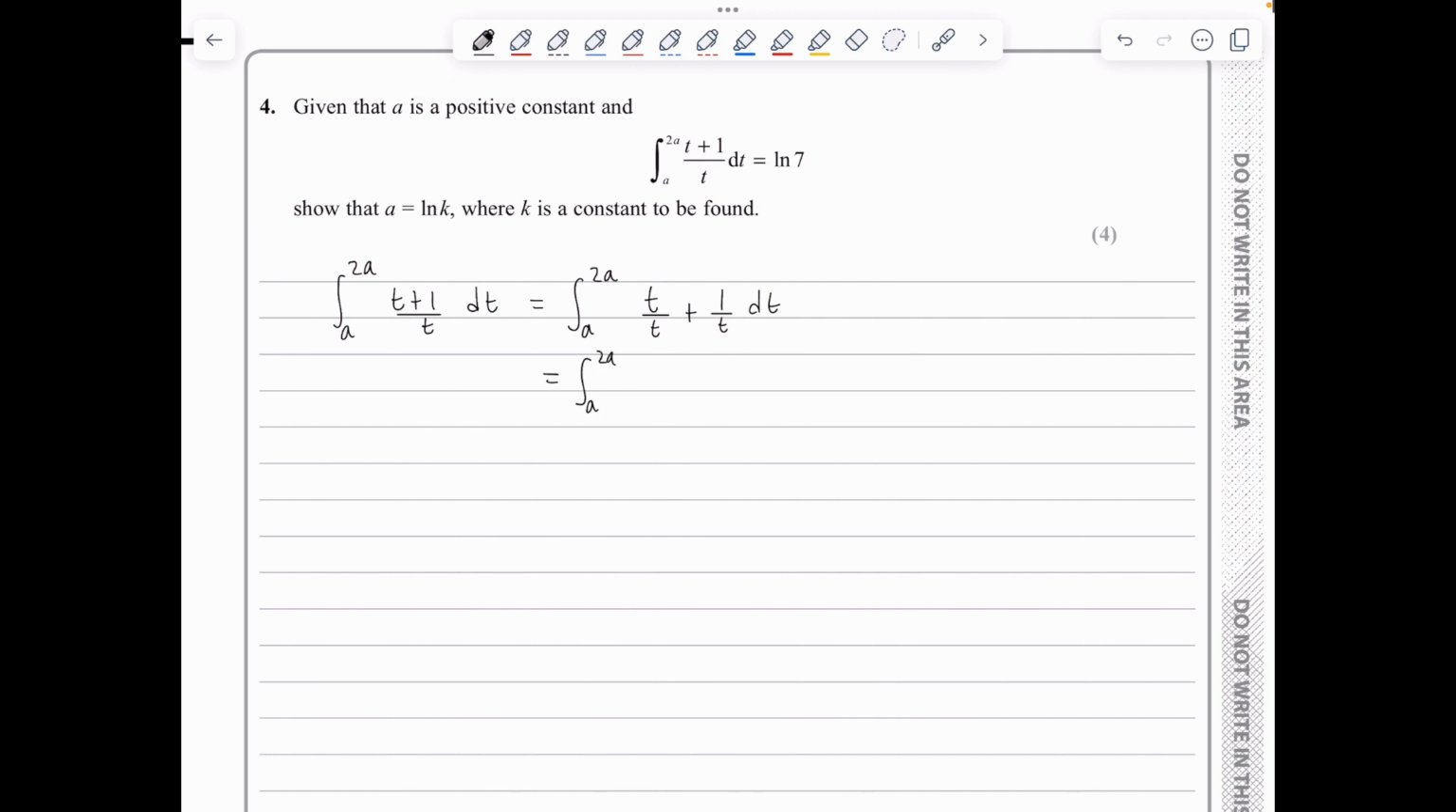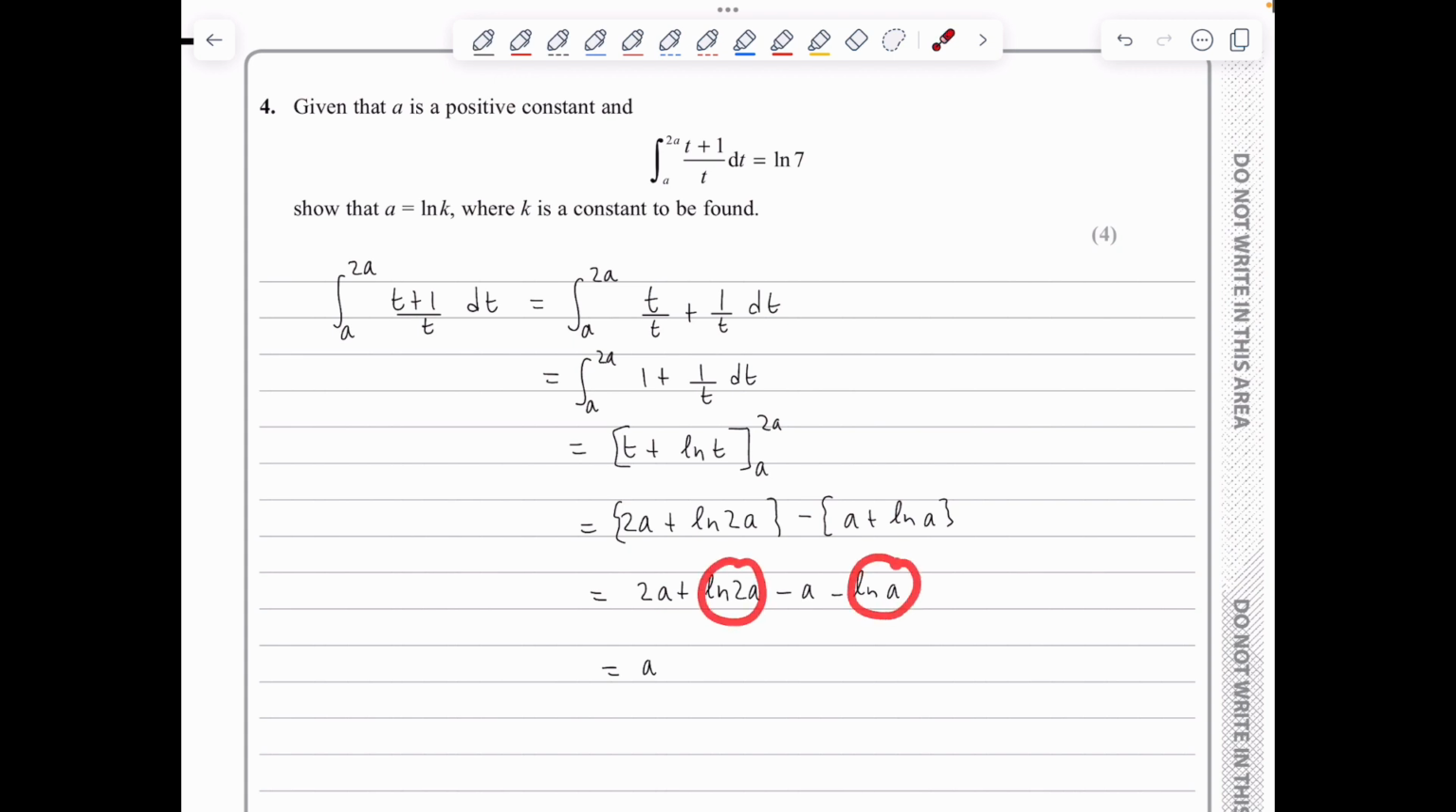which of course simplifies into the integral from a up to 2a of 1 + 1/t dt, which gives t + ln t. The integral of 1/t is ln t, from a up to 2a. I will now substitute the upper limit to get 2a + ln 2a, and I will then deduct the lower limit substituted, so a + ln a, which leads to 2a + ln 2a − a − ln a.